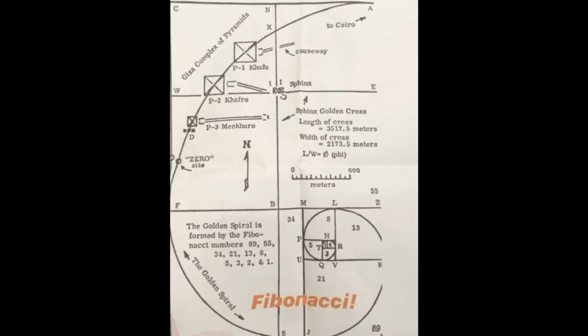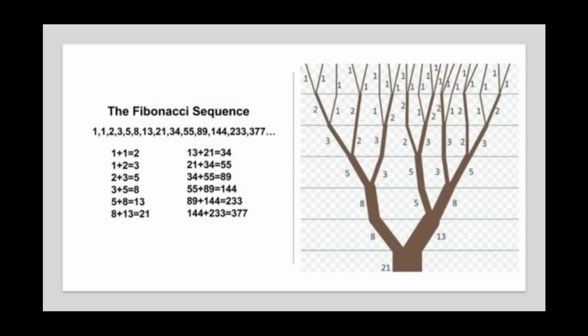The golden spiral of Phi is also found at places like sacred sites on the earth, like in Egypt, in relationship to the pyramids of the Giza Plateau.